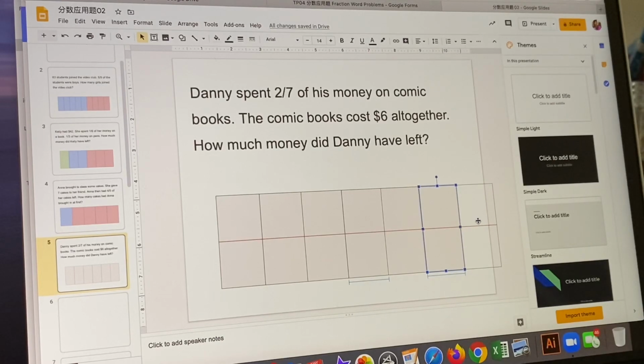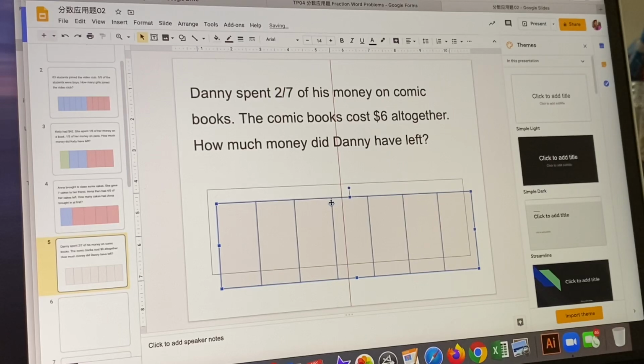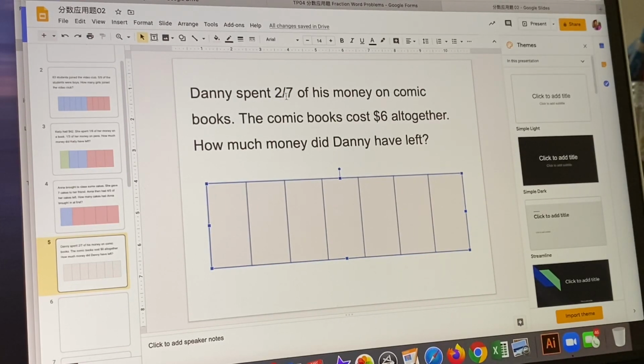And copy one more, duplicate one more, little bit shrink it, and he spent 2/7 of his money on comic book, so totally 7, and this is the money he spent. 2/7 is green. And comic books cost $6 altogether. So 2 blocks is 6, 1 block is 3. How much money have left? 1, 2, 3, 4, 5. 5 blocks, and each block is 3, so $15 left.